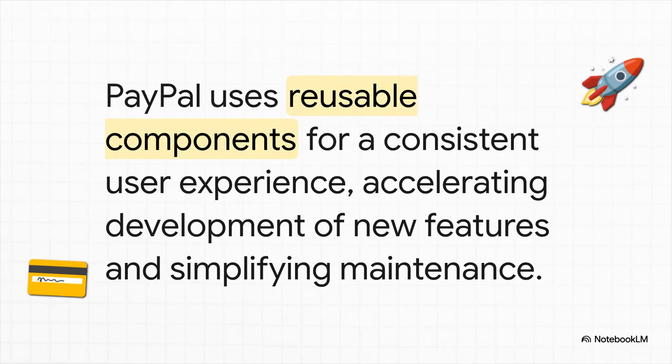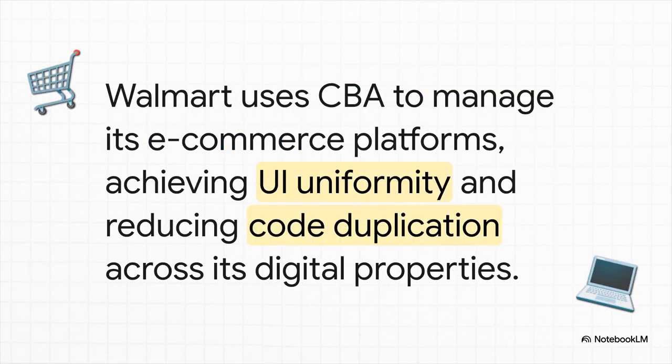And we see this in action with huge companies all the time. Take PayPal. They use reusable components to create a consistent look and feel across all their different products. By doing this, they can build and launch new features much, much faster. Or think about the mind-boggling scale of Walmart's e-commerce operations. CBA is absolutely essential for them. It helps them manage all that complexity, make sure the user interface is uniform, and dramatically cuts down on the amount of duplicated code their teams have to write.